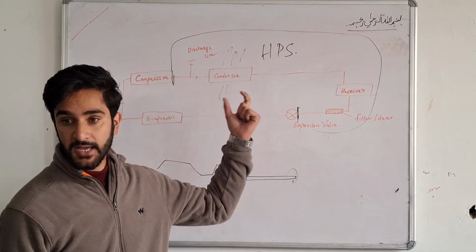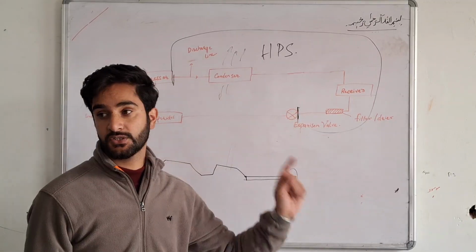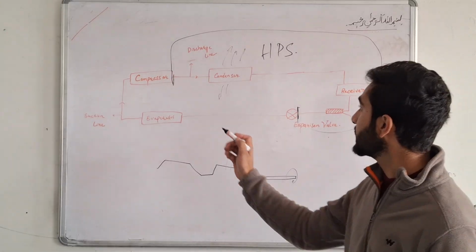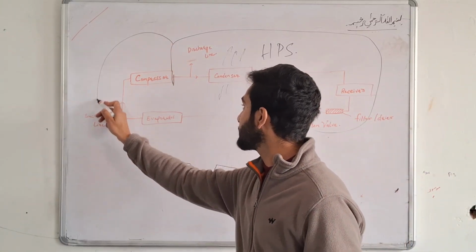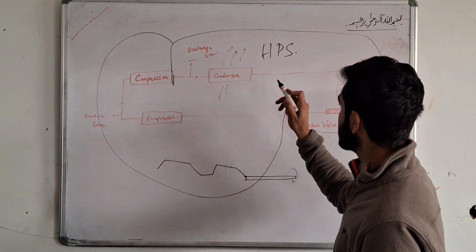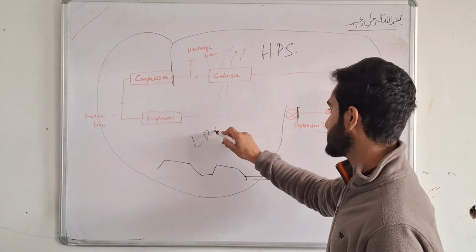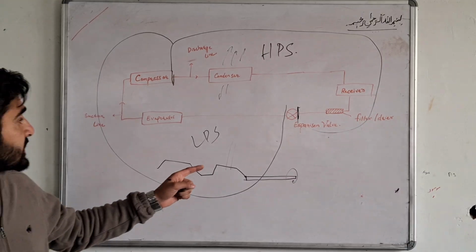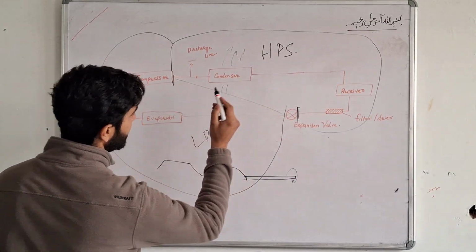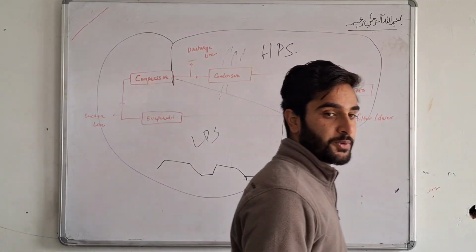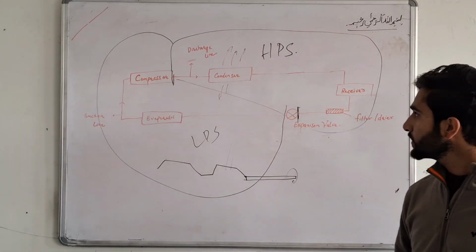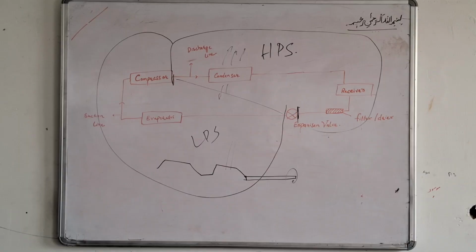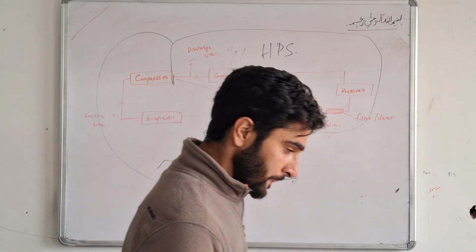If we install any pressure gauge inside this system, it should show high pressure. And the parts before this expansion valve are called the low pressure side. So there are two different pressures inside the refrigeration system: one is called the high pressure side, and the other is called the low pressure side.